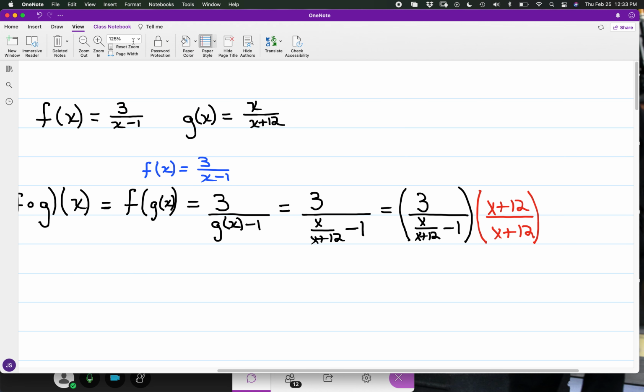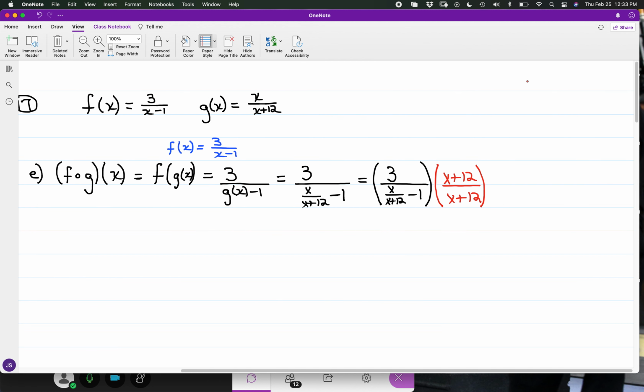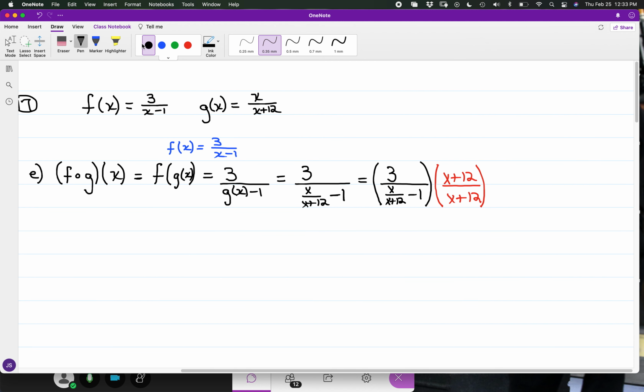And for following through, looking at the distributing, I have 3 times x plus 12. Now in the denominator portion, think of distributing x plus 12 all over the first term, where we have x over x plus 12. Here the x plus 12s are going to cancel out. So for the first term, the x plus 12s will cancel, so I'm going to have x. And then we have minus 1 times all of x plus 12.